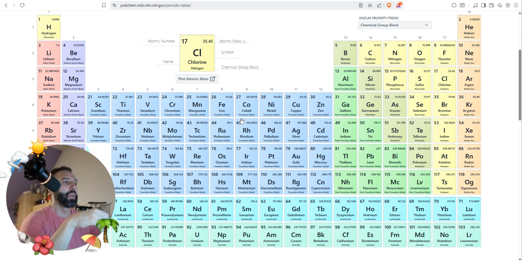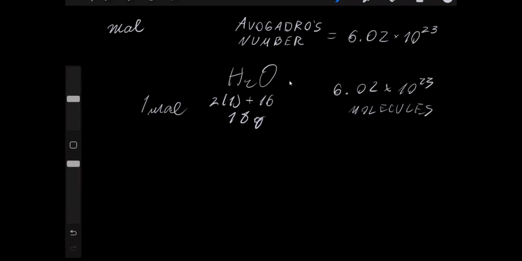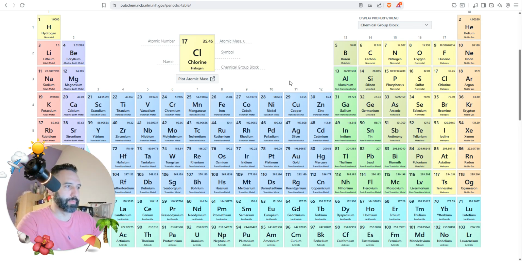For example, a lot of the times in chemistry, we are not working with 1 mole of anything. 1 mole is a big amount. Let's talk about, for example, carbon dioxide. So CO2. So 1 mole of CO2, how many grams does it contain?